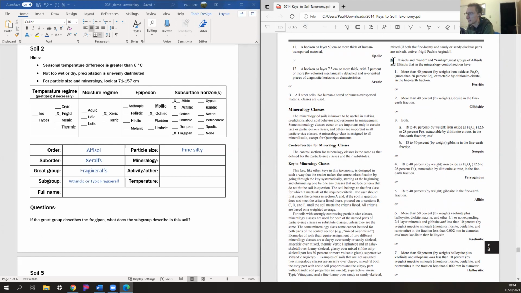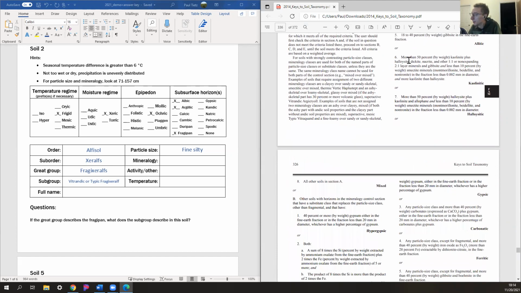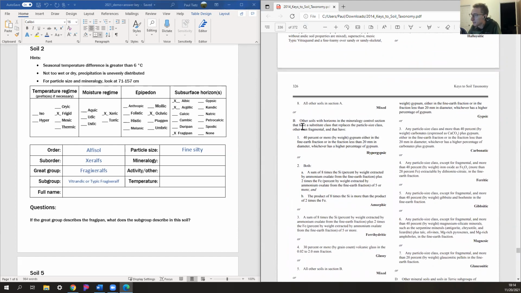So let's start looking at these letters here. Letter A, oxisols and candy can have great groups of alfisols. Nope, that's not us. Our great group is Fragixeralf. So we're skipping item A onto item B, other soils.